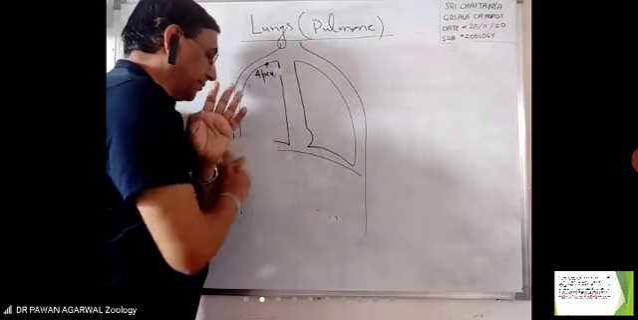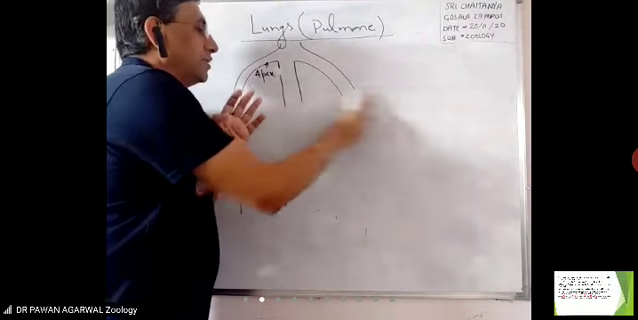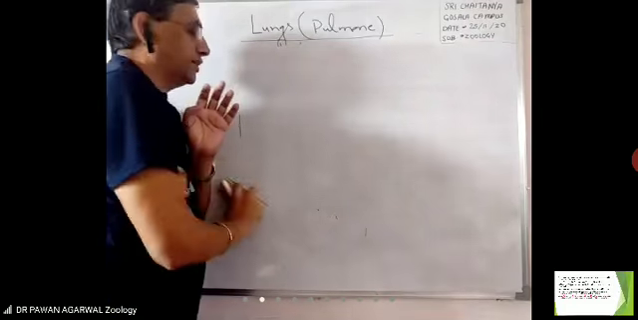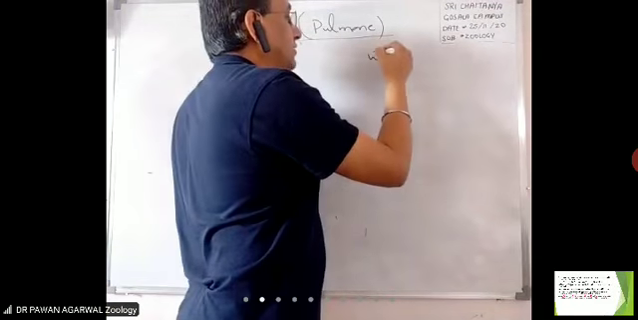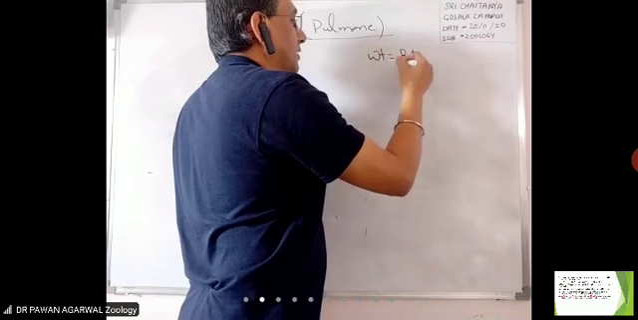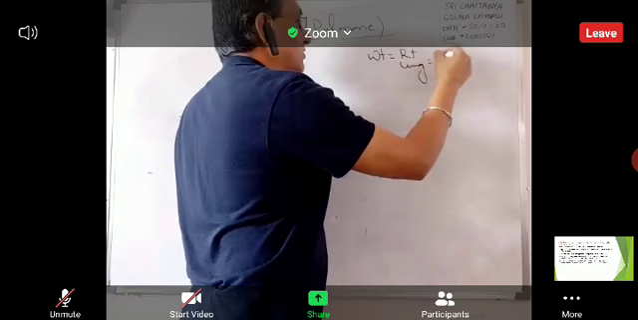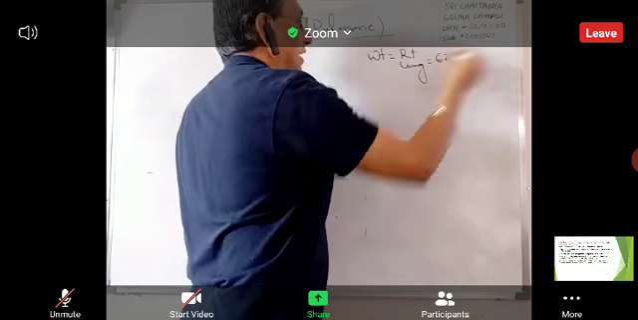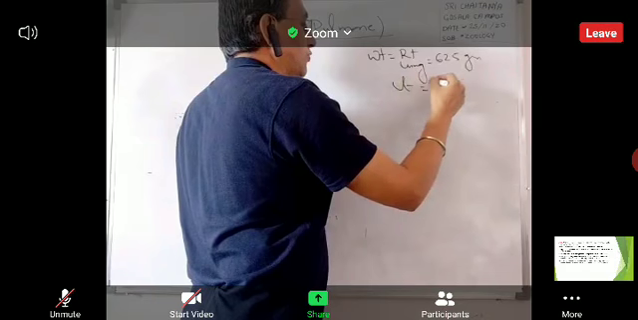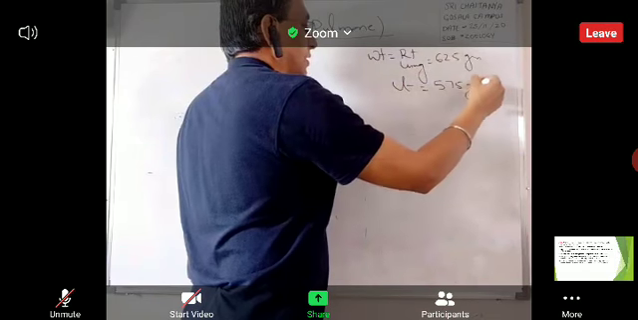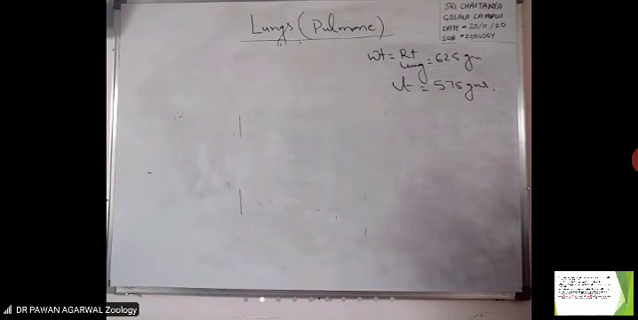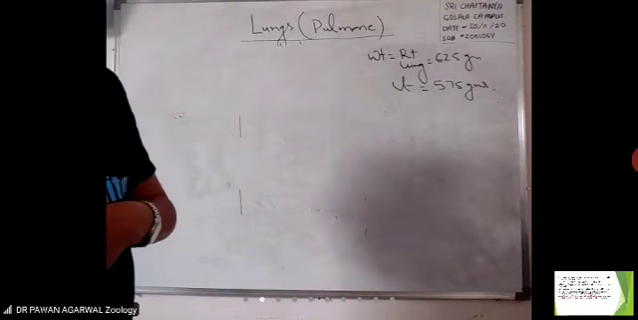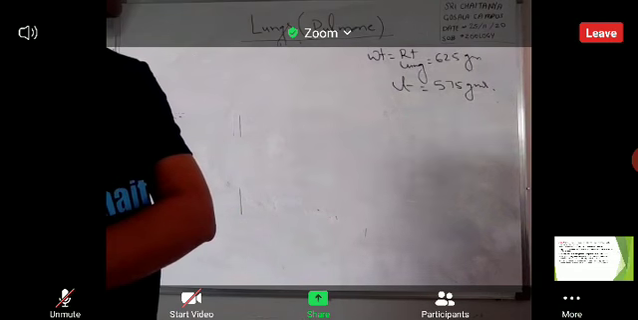One point which is not written there, but please note it down. The weight of the right lung is 625 grams and weight of the left lung is about 575 grams. Please note it down there. It is not written there.